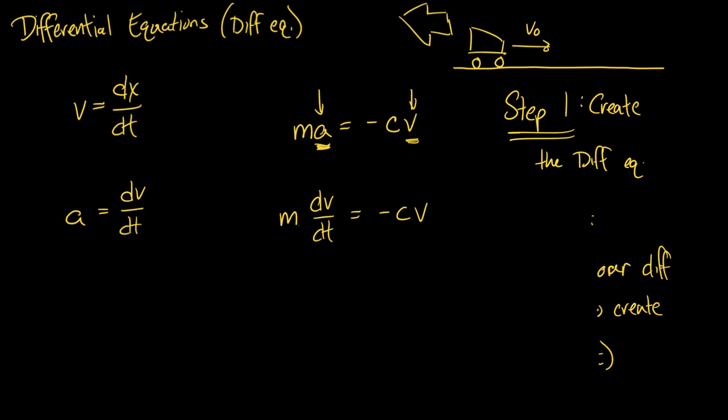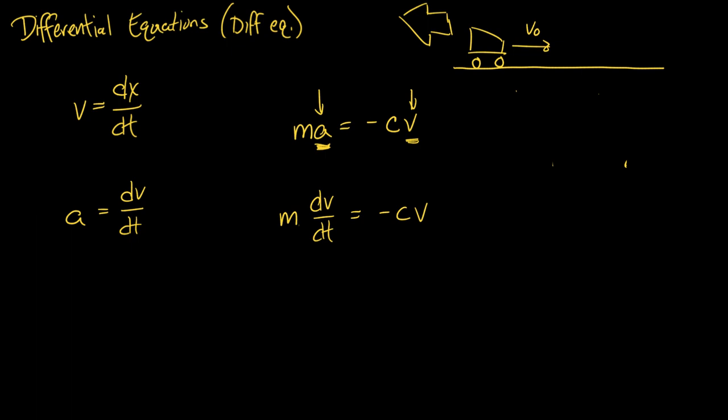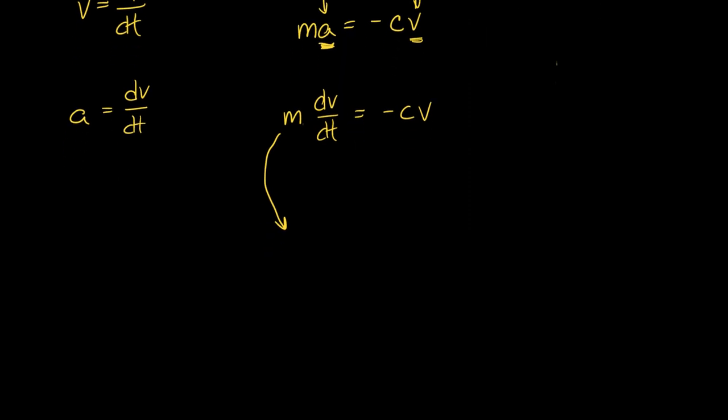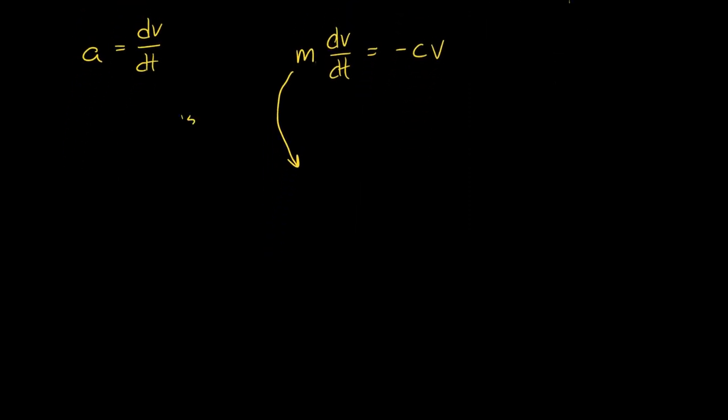So let's do step 2. We want to solve our diffeq to create a function for velocity as a function of time. I'm going to give you a series of things to do. So if this is step 2, then part A of step 2, I want you to isolate the differential. Isolate the differential. All this means is to get the differential by itself. So for that, I'm going to divide both sides by m.